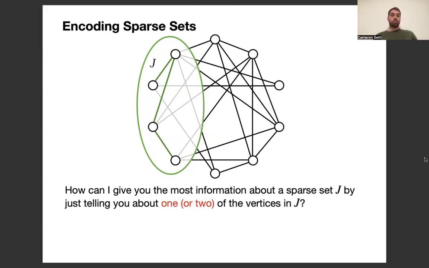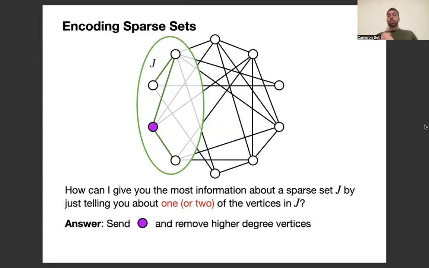So what can I do? This time it's a little trickier, because remember before I just sent the highest degree vertex. But the problem is if I tell you this vertex and you try to remove the neighbors, you may accidentally remove a lot of the sparse subgraph. So you don't want to do that. So what can we do instead? What we end up doing is we're going to split these two operations. Before, I would send you a vertex and then you remove the higher degree vertices and remove the neighbors. This time we're going to split these two operations.